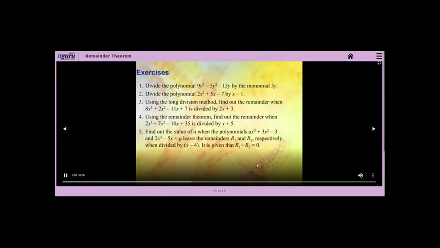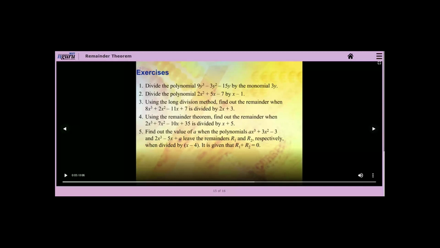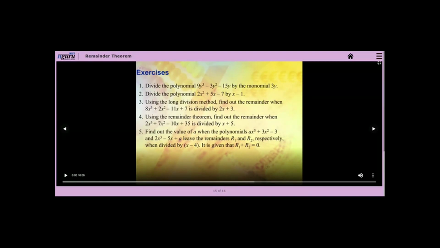Now try these questions and check their answers. Whenever they say divide, you should actually divide, we should not use the remainder theorem. What is the answer for the first one? 3y squared minus y plus 5. Minus 5. 3y squared minus y minus 5, ma'am. Correct.